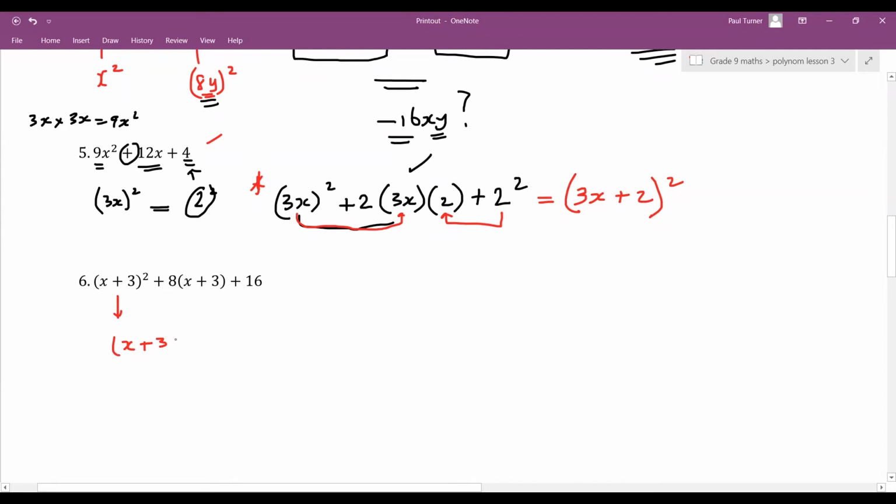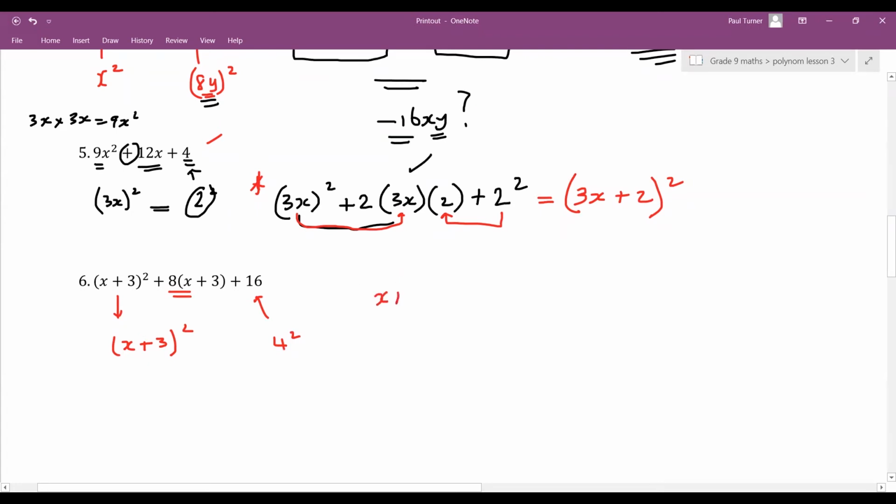Actually, this is from your grade 8 book, if I remember. So if you go back and look in your grade 8 book, that will help you review as well. I think in the last chapter, because I have a copy on my computer. All right, so that's x plus 3 squared. This is 16, which is 4 squared. So we need to check this middle term here.